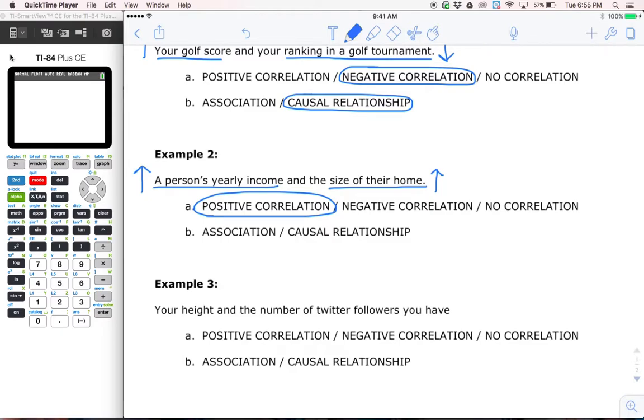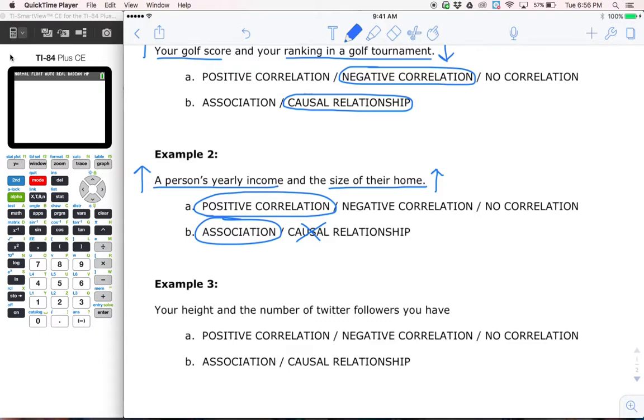Now, is it an association or a causal relationship? We're saying they have something to do with each other. I know you're probably thinking, my uncle makes $1 million a year and he lives in a tiny house. Do people like that exist? Of course. We're not saying that one causes the other, so this one is not causal. Making more money doesn't cause the size of your house to get bigger. We just see that in general, people who make more money have bigger houses. So there's not a causal relationship here. They're just associated. They tend to be related, but they're not causing one another.